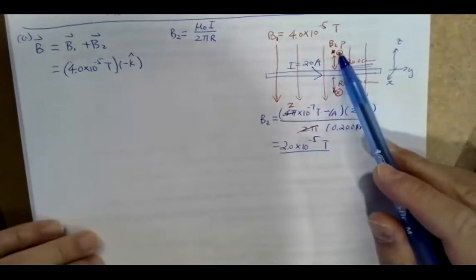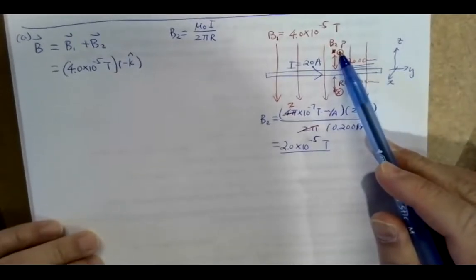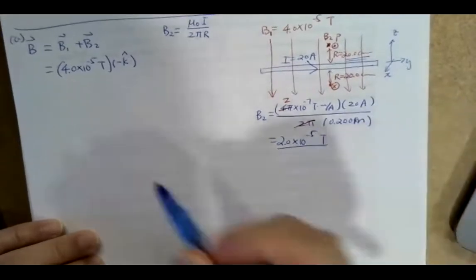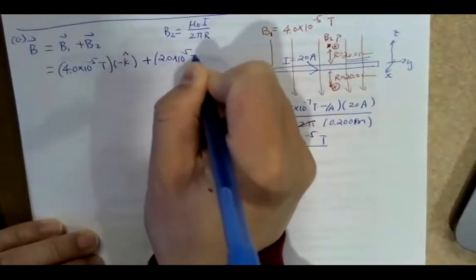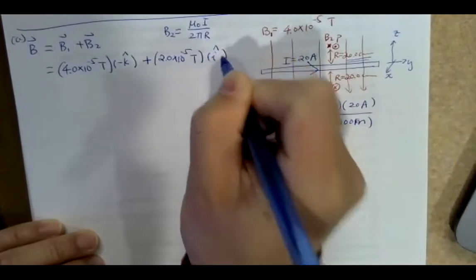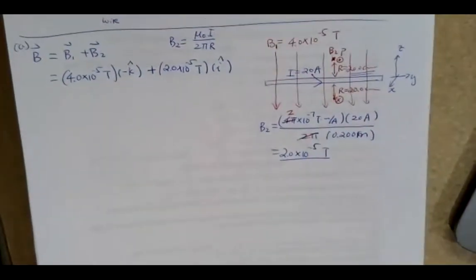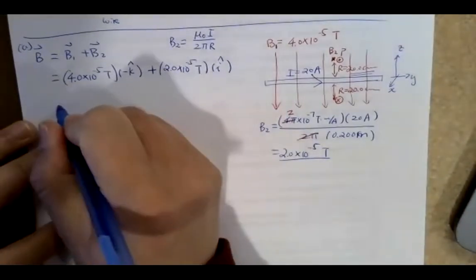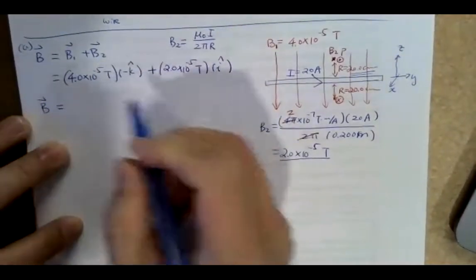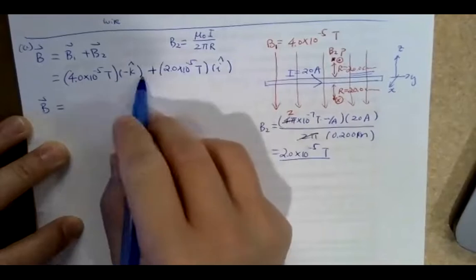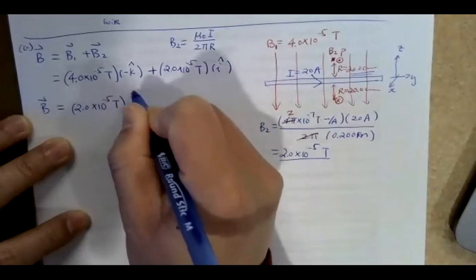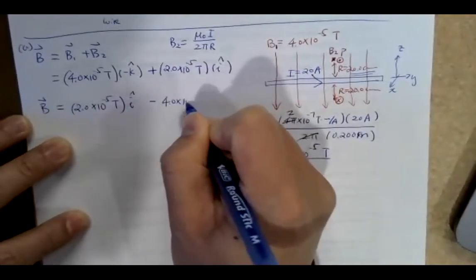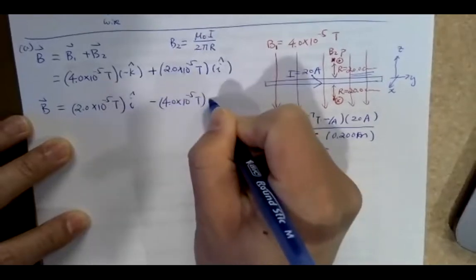Now you can see B2 is pointing out of the board here. So then B2 should be in the positive X direction. Okay, so we can plus B2, which is 2.0 times 10 to the minus 5 Tesla times positive I direction. Okay. So then you can see, if you put in the order of I first, and then K next, the B field will be 2.0 times 10 to the minus 5 Tesla in I direction minus 4.0 times 10 to the minus 5 Tesla in K direction.